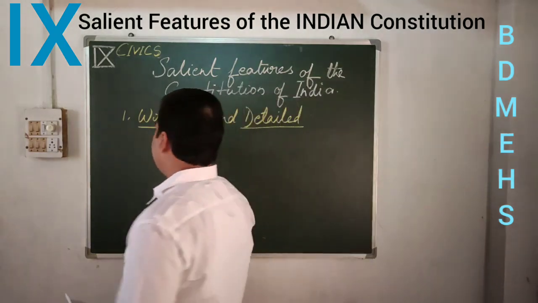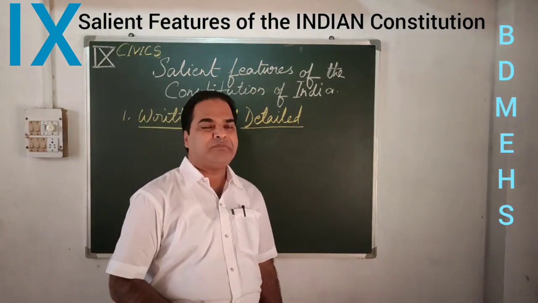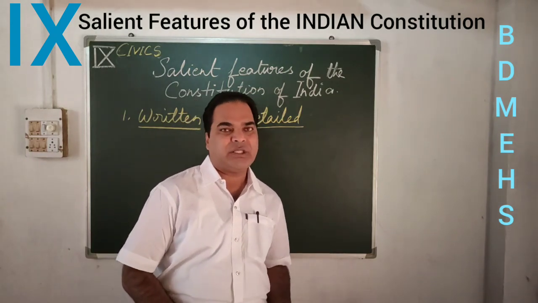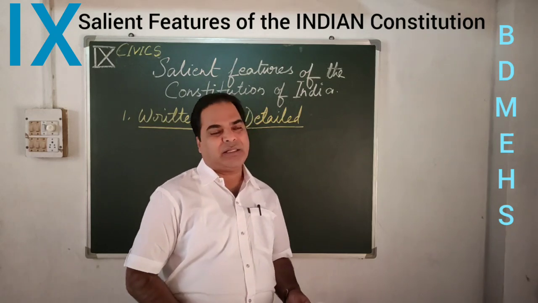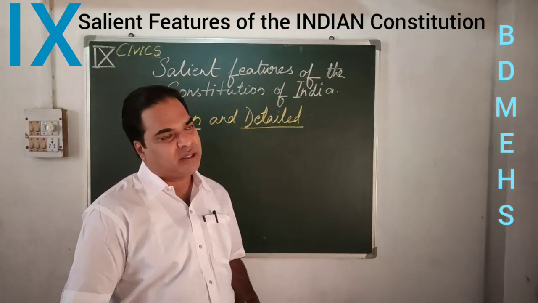So the first one is written constitution. Our constitution is a written constitution as well as a detailed constitution. Why is it called a detailed constitution? Because each and every article is defined properly in our constitution.